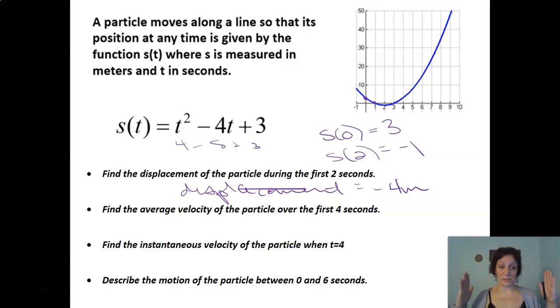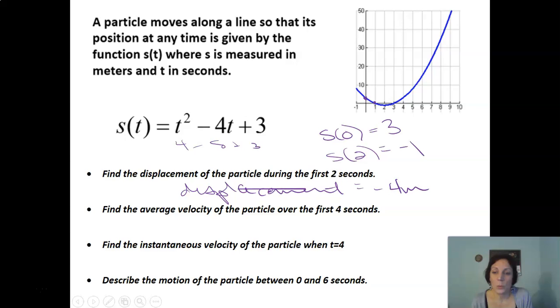So there's a difference of 4 between where it started and where it ended, and it's important to note that that difference was a this way motion. And displacement includes direction. Okay. Part 2, the average velocity of the particle over the first 4 seconds.